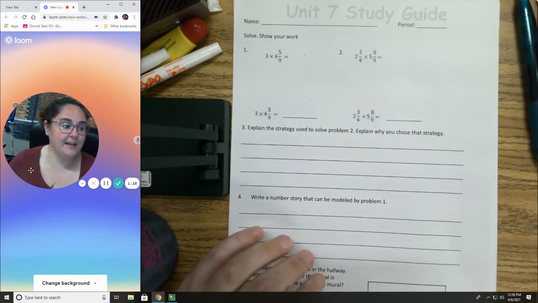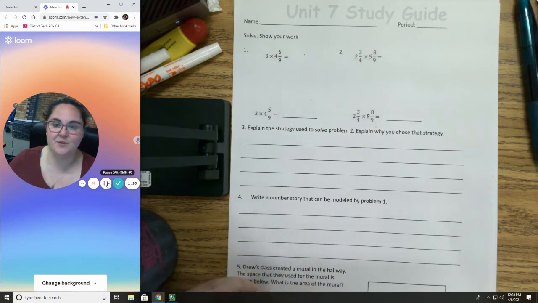So I am going to pause right now. I am going to add it in there, especially if I'm using this in Edpuzzle. I'm going to pause the video so you can have everything that you need ready before we get started.